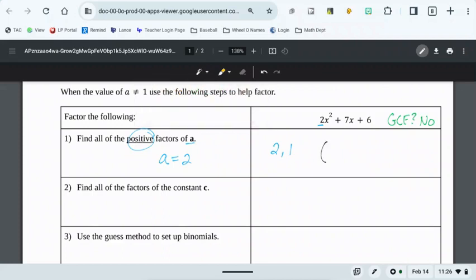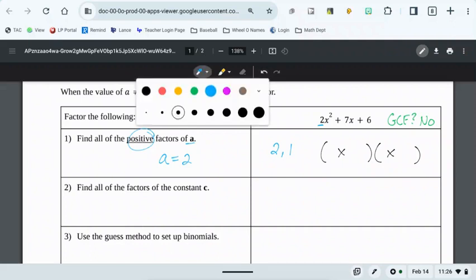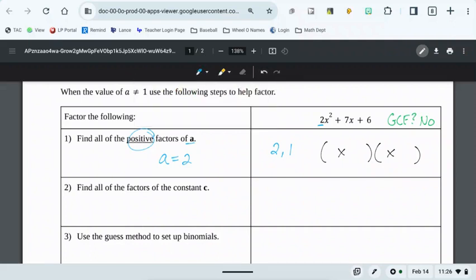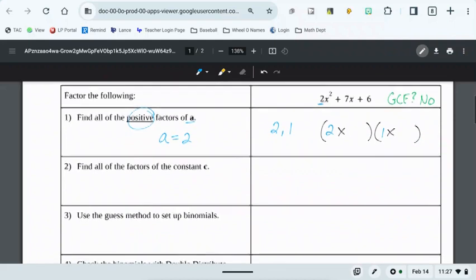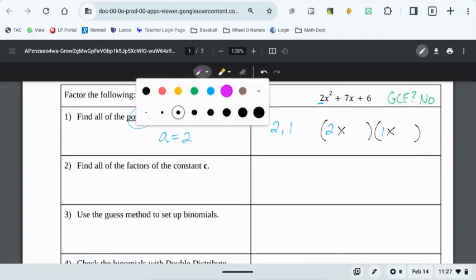So for our first step, we have our little outline that we're going to set up, and this is where this information goes. So when a is something other than 1, we place those factors in front of our variable term, x. So we have 2x and 1x. All right, let's go ahead and take a look at the next step.